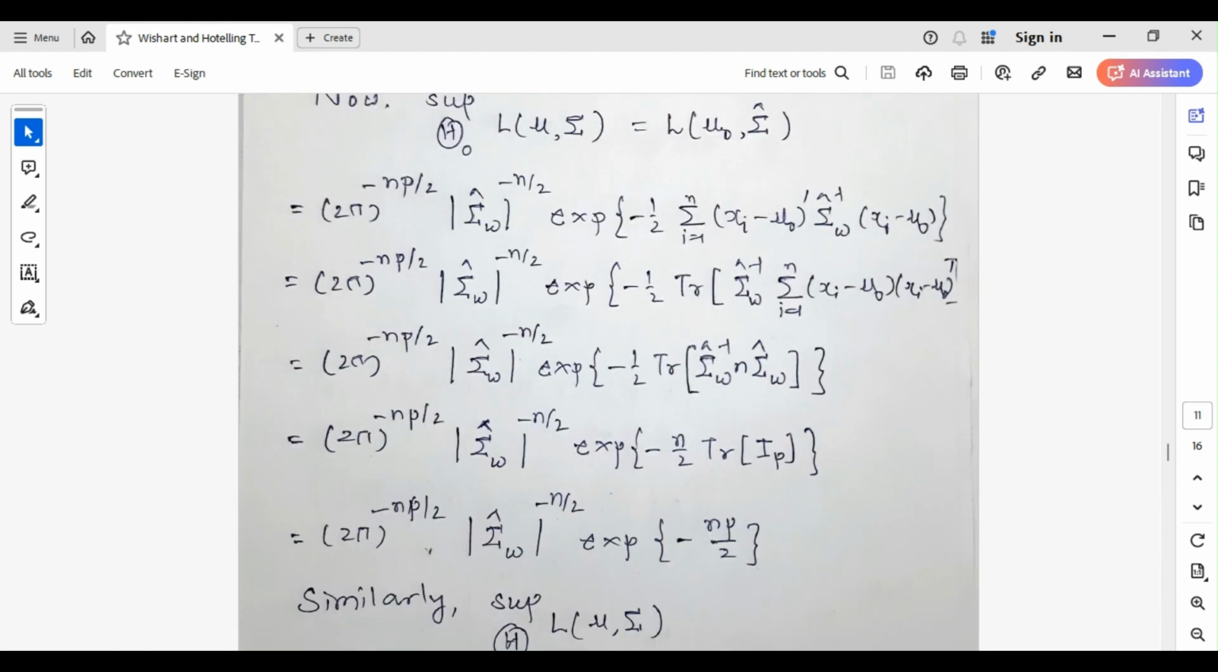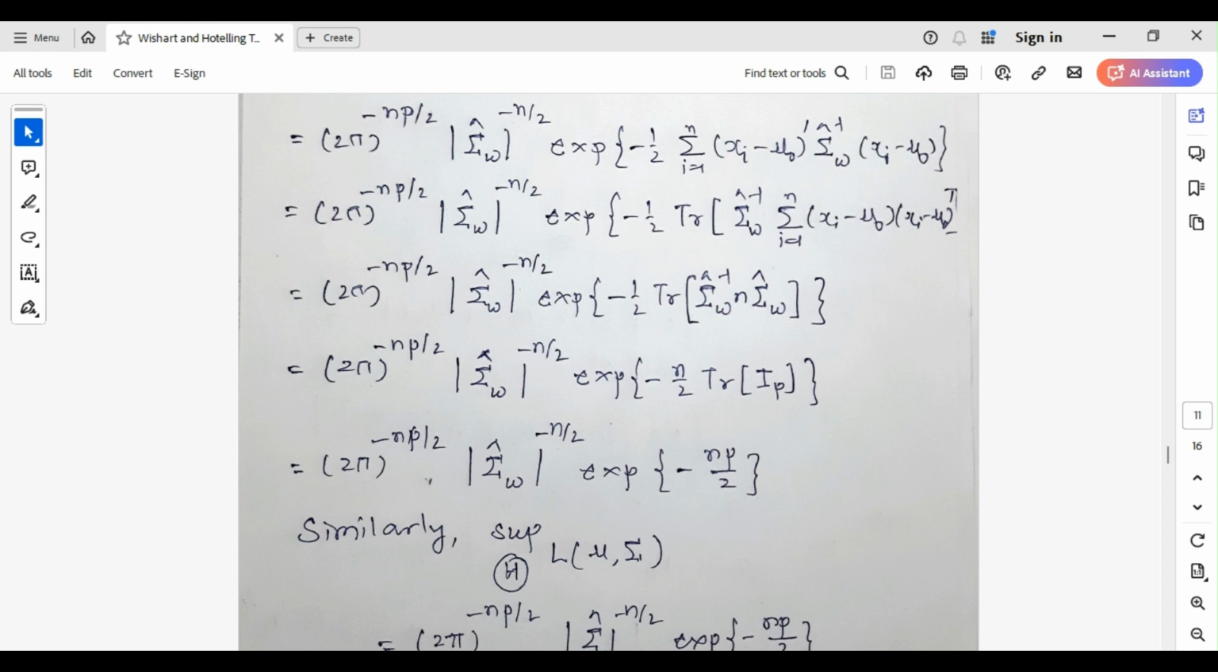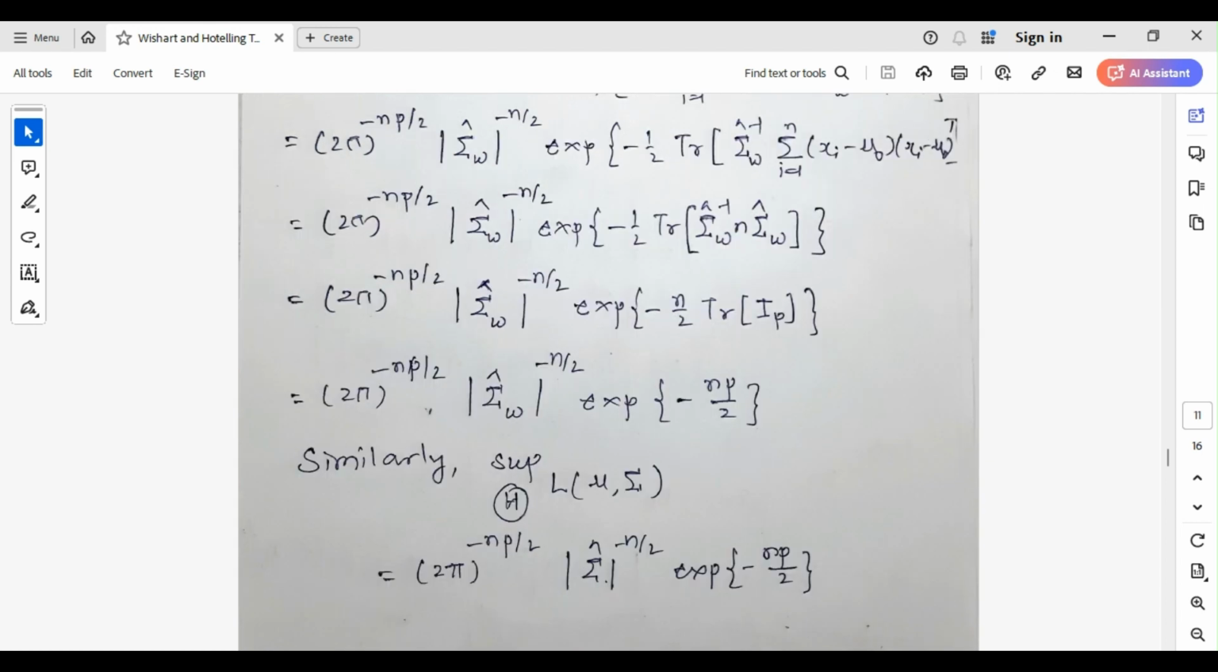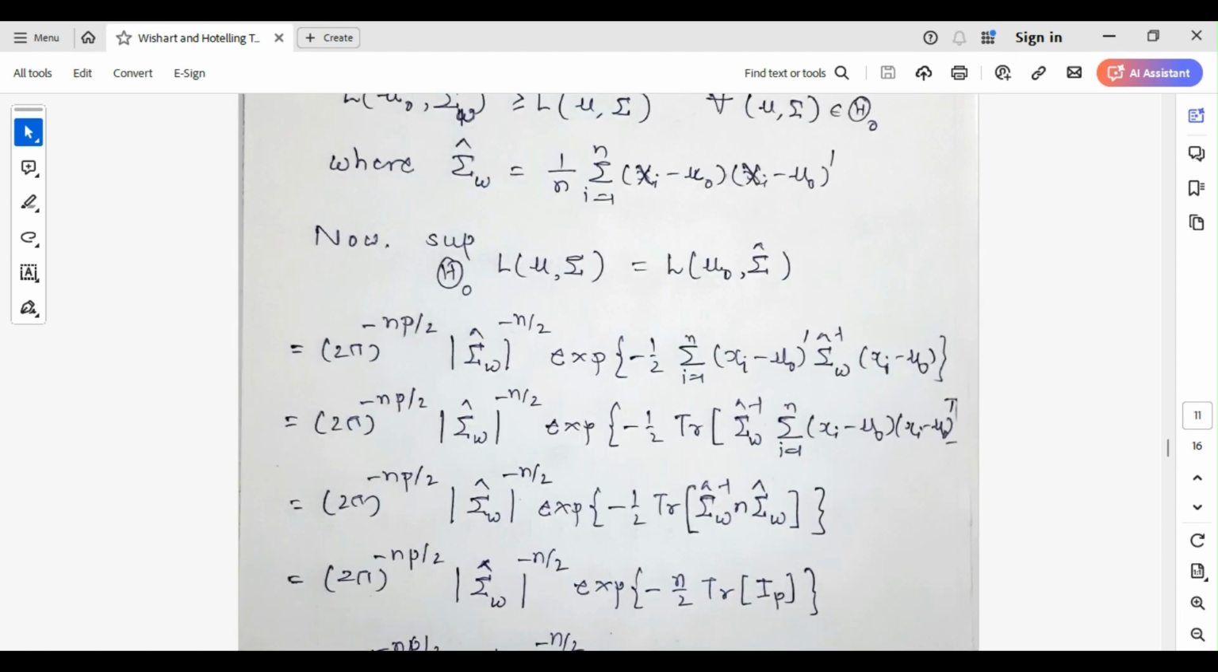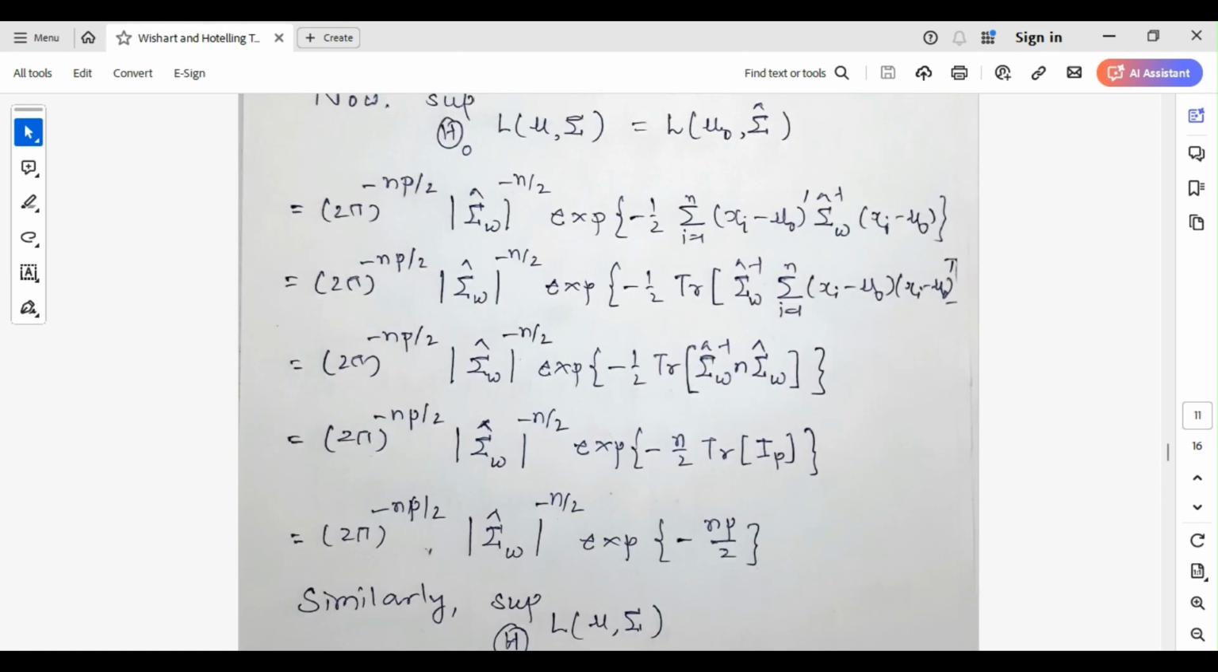So this becomes trace of sigma hat W inverse n times sigma hat W. So this will be n times identity matrix of order P. So this small n we can take outside. So this will be minus n by 2 trace of I_P. Now trace of I_P is simply P, and so this exponential term becomes e raised to minus np by 2. So this is how we get the likelihood function supremum under the null hypothesis.